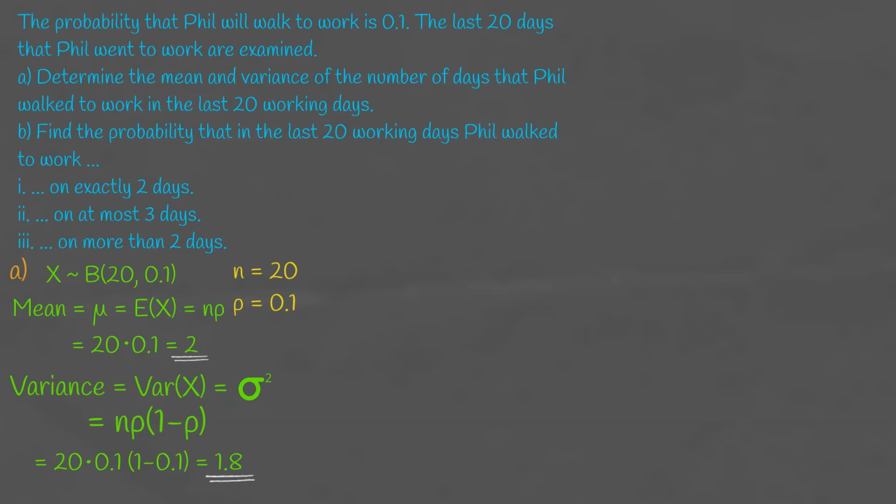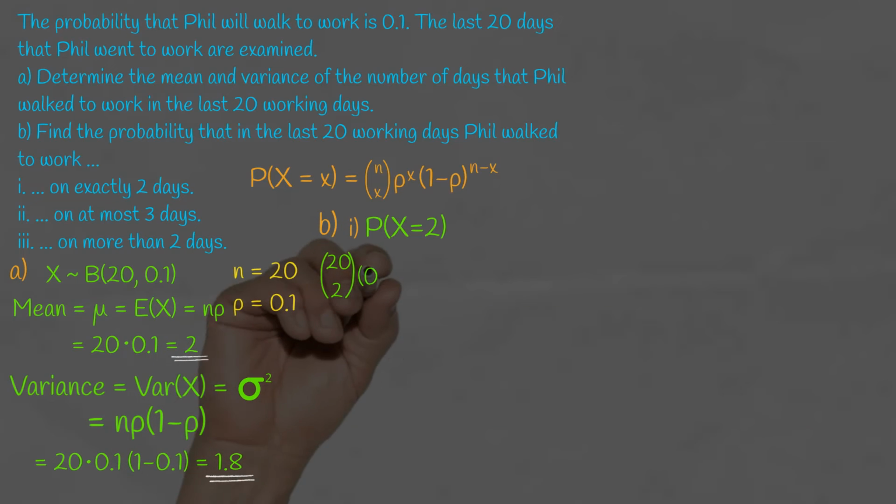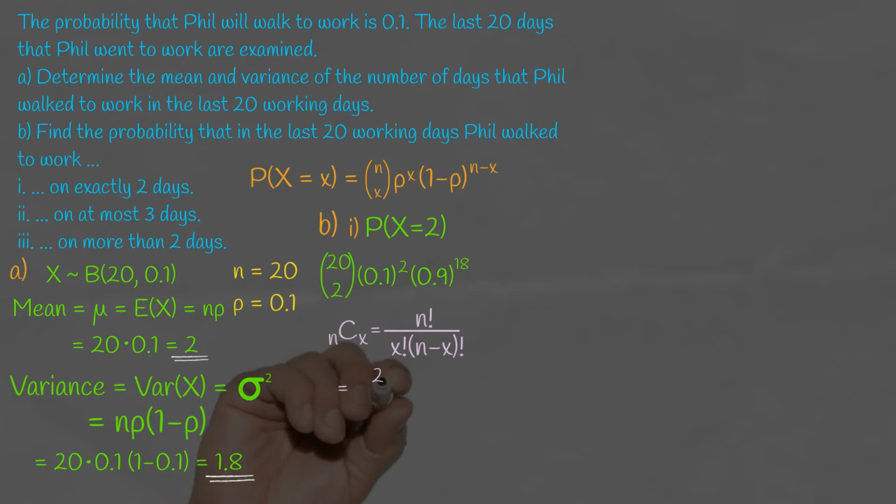Next, we want to work out the probability that Phil walked to work on exactly 2 days. So x is equal to 2. And because x is exactly 2, we can use the binomial formula to work this out. So first we put all our numbers into the binomial formula and then use the combinations formula to work out 20 choose 2. And if we've typed everything into the calculator correctly, we should end up with the answer 0.2852.